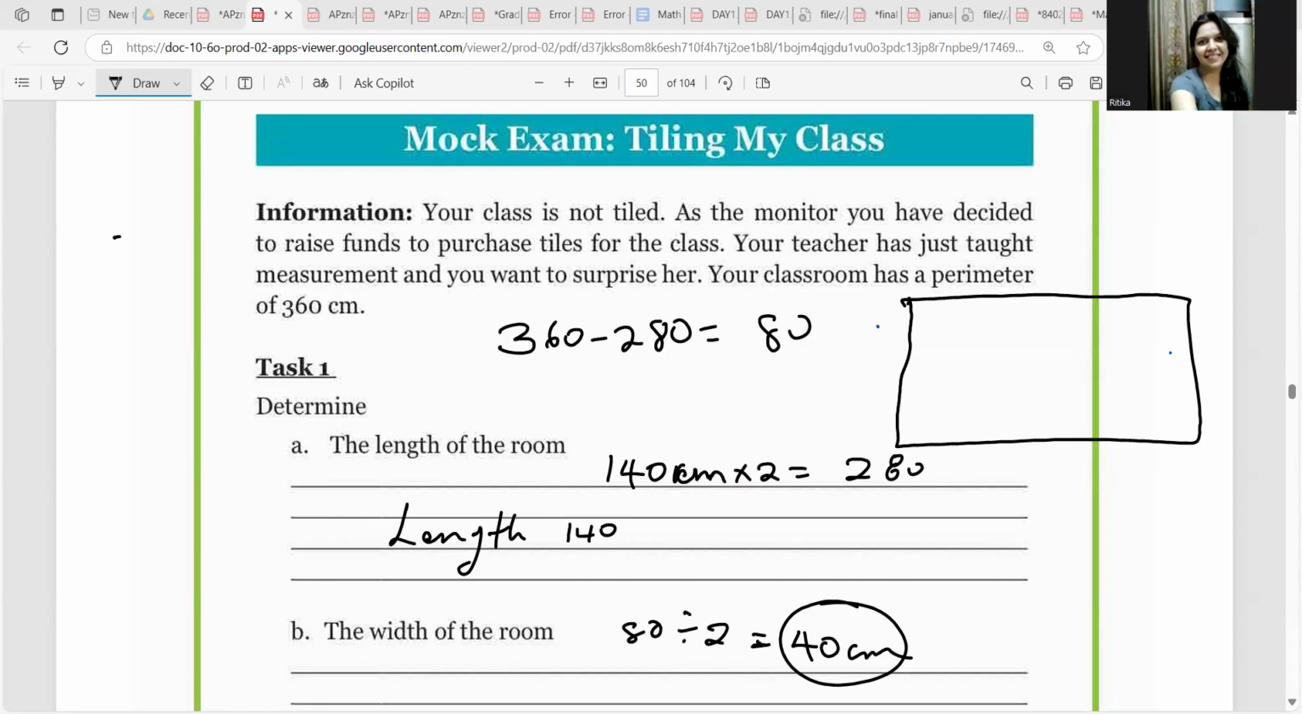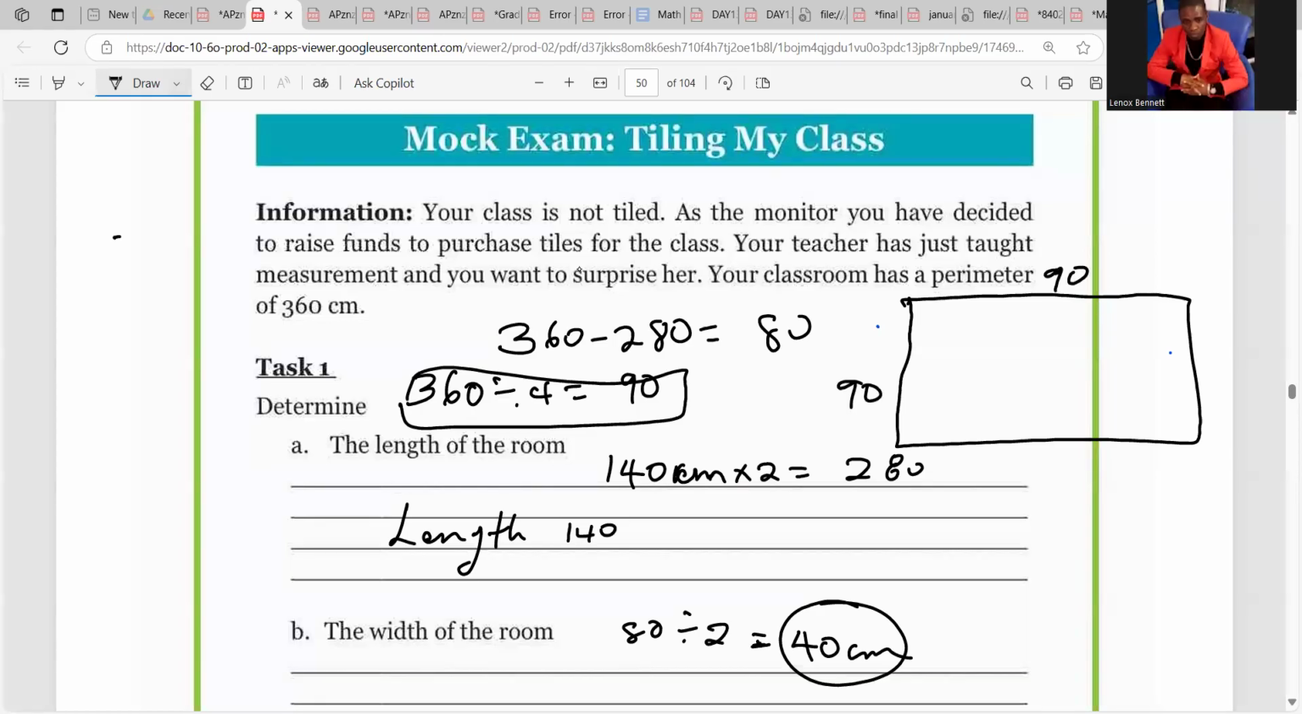Hello. So I assume that there are four sides of the classroom. So what I did, 360 divided by 4, and I got 90. If I do 90 times 2, I get 180, and 180 times 2 will give you 360. So I assume that the length would be 90 centimeters and the width would be 90 centimeters also.